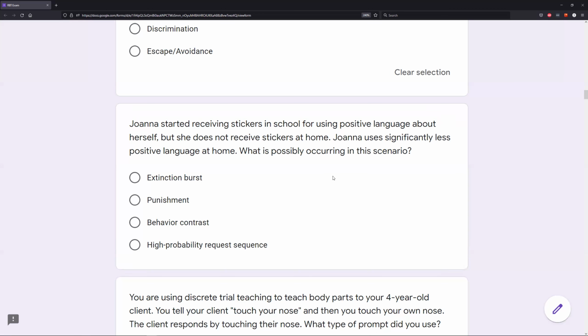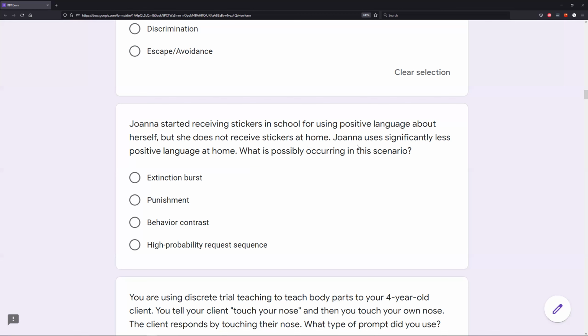Is this an extinction burst? Well, no, an extinction burst is a result of an extinction, okay? We're not withholding reinforcement from anything. She's just not getting reinforced, okay? She was never reinforced at home. You can't have extinction if no previous reinforcement was delivered. Remember that, okay? So this is not an extinction burst. Punishment, is she being punished? Again, no.